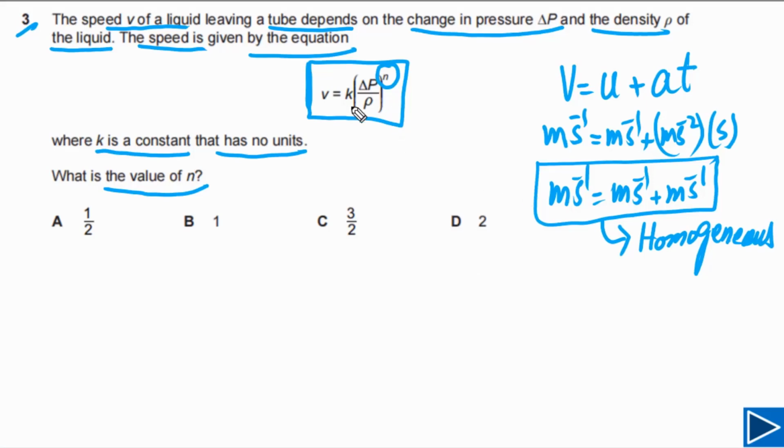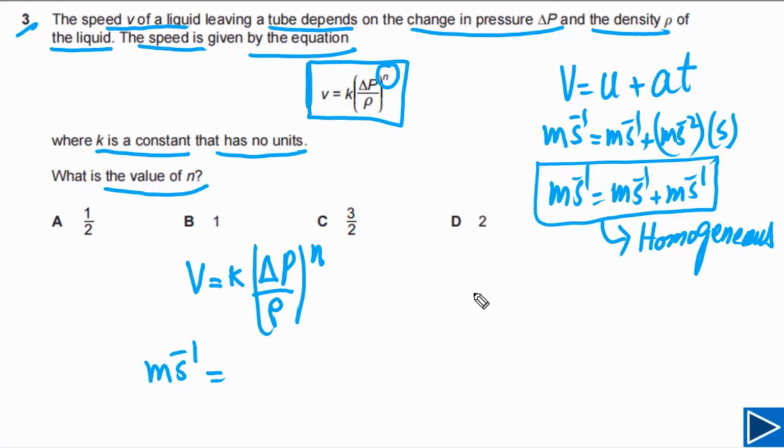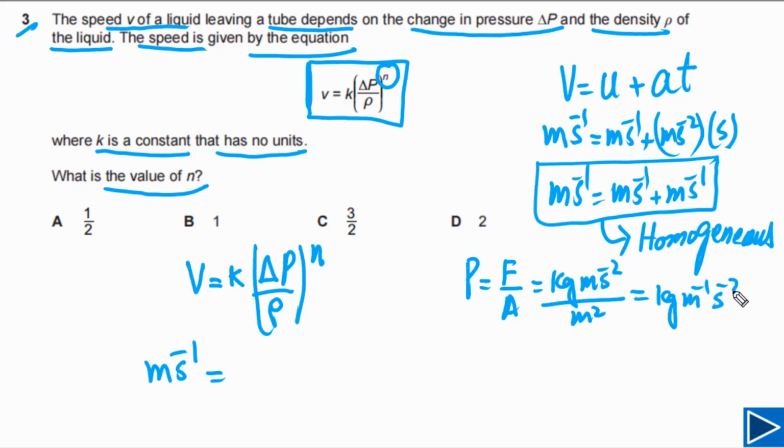Now let's try to apply this concept here. First of all, we can write down the unit for v. I can write this equation again, and as K has no unit, let me rewrite just K here. So this one is delta P by rho, to the power of n. Now we need to write down the units. The unit of speed is meter per second. K has no unit, and the unit of P we need to understand. We have already discussed P. This is force over area, so its unit is kg meter per second squared, divided by meter squared. So we can simplify this. This will be kg per meter per second squared. This is the SI base unit for P.